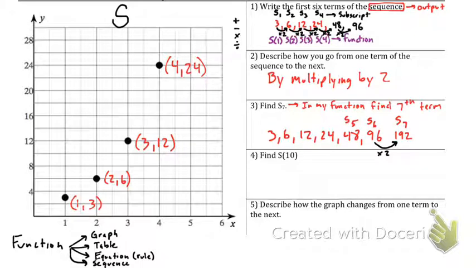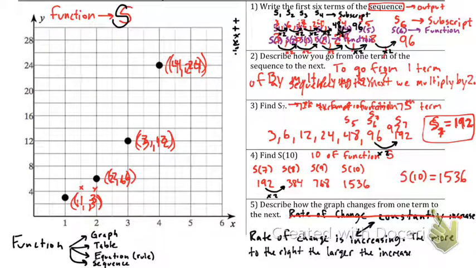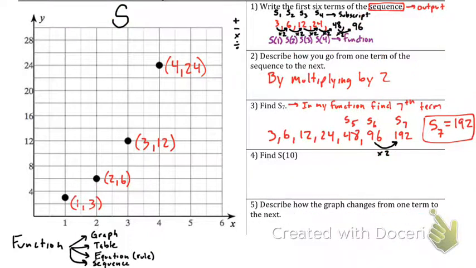192. Okay, so the way you write that is S subscript 7, subscript means small little number underneath, equals 192. So this would be your answer for number 3. Okay, number 4, very similar to what we did in the problem number 3. So now we just want the 10th term.